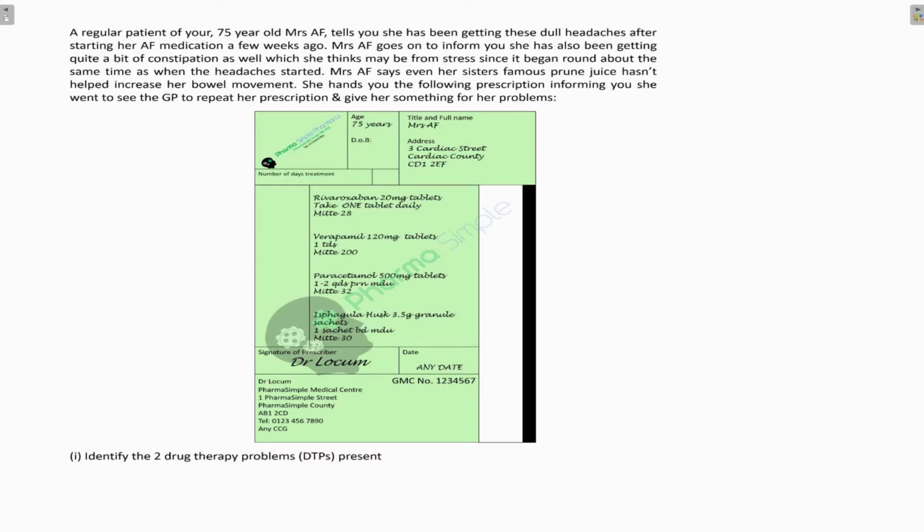She hands you the following prescription, informing you she went to see the GP to repeat her prescription and give her something for her problems. Identify the 2 drug therapy problems present.